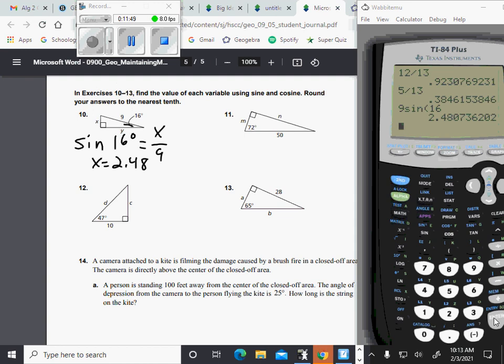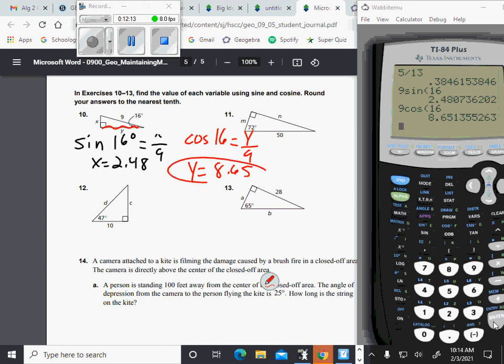Y, on the other hand, let's go adjacent over hypotenuse. So the cosine of 16 is equal to y over 9. So you have to multiply 9 by the cosine of 16. We get 8.65. So y equals 8.65.